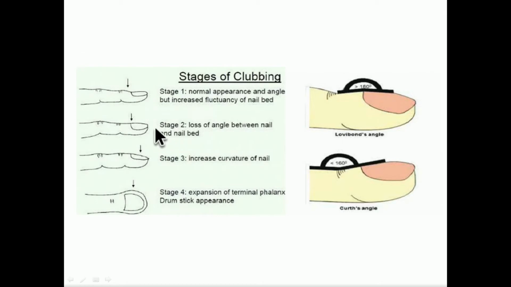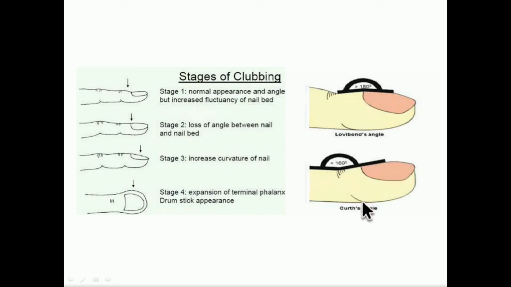In the second stage, as the growth of the connective tissue under the nail and behind the nail goes on and on, the nail rises from its proximal end, because of which the angle between the nail plate and the nail bed is lost. Usually this angle, Lovibond's angle, is less than 160 degrees. But because of this growth, the nail plate rises and this may become obtuse and more than 180 degrees.